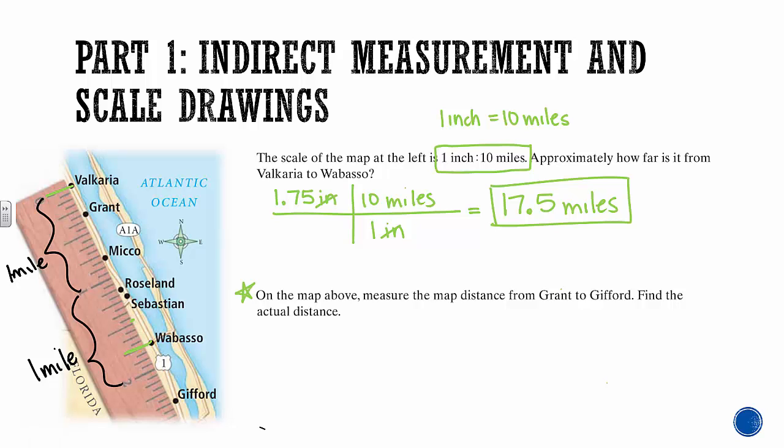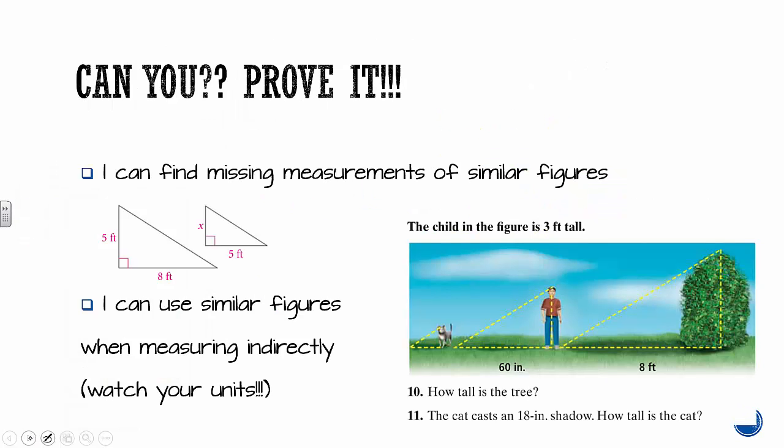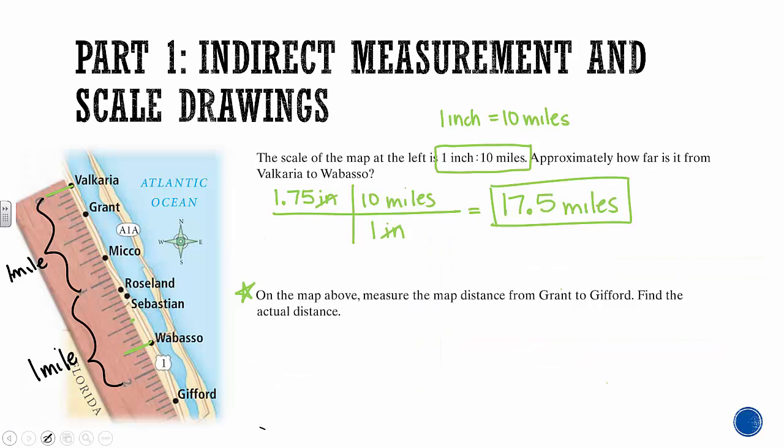Save this one and do it on your own. In addition to proving it, can you find the missing measures of these similar figures? And then you need to figure out how tall the tree is and how tall the cat is, and then go back and do this problem here.